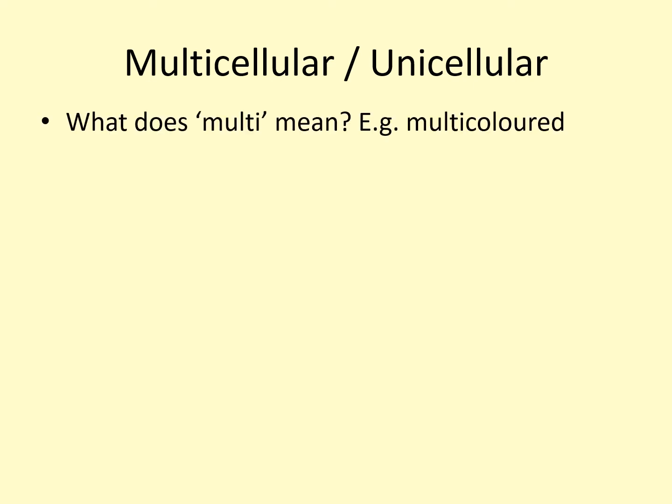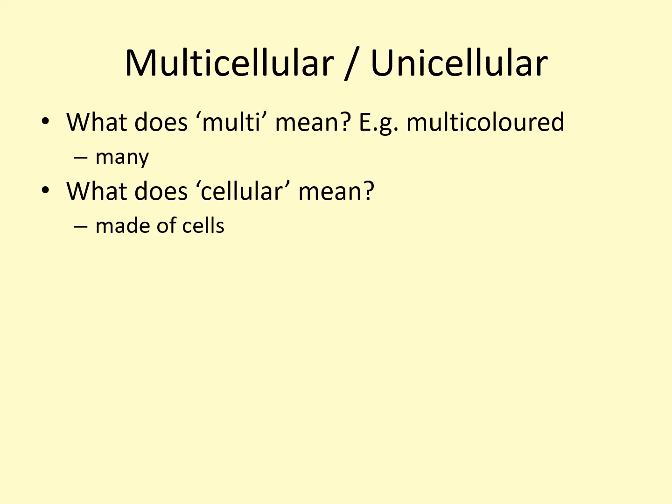Okay, so multicellular versus unicellular. So what does multi mean? For example, multicolored. Write down your ideas and then I'll tell you the answer. So multi means many. Next little question. What does cellular mean? Write down your ideas and then I'll give you the answer. Cellular means something that's made out of cells.